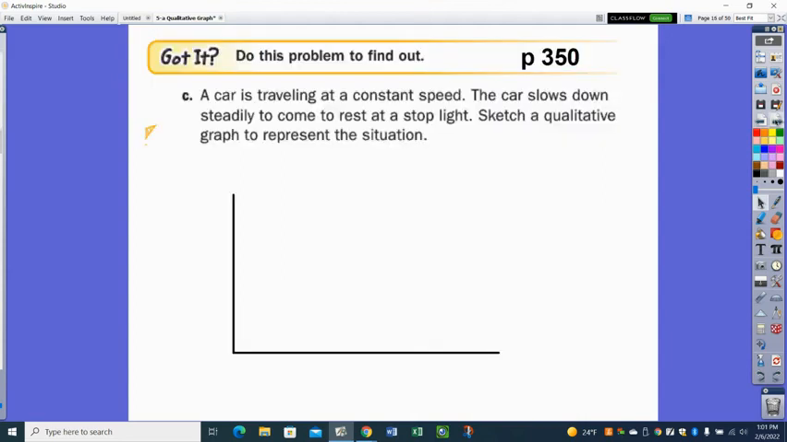So having said that, let's look at page 350. Can you do one more? But this time it's a car traveling at a constant speed. So it starts off with a car traveling at a constant speed. The car slows down steadily to come to a rest at a stoplight. Sketch a qualitative graph to represent this situation. Can you open up to page 350 and go ahead and do that graph?